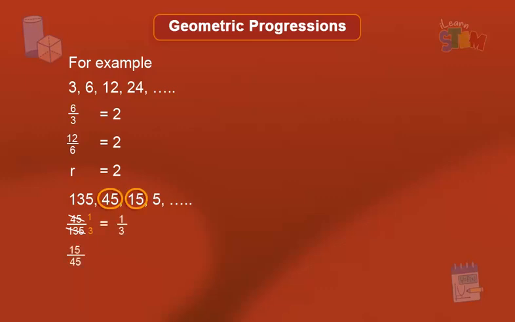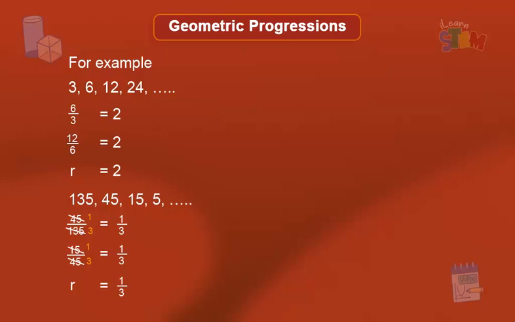15 divided by 45. Let's solve. 15 divided by 15 is 1. 45 divided by 15 is 3. The result is 1 over 3. And so on. Therefore the common ratio is 1 over 3.